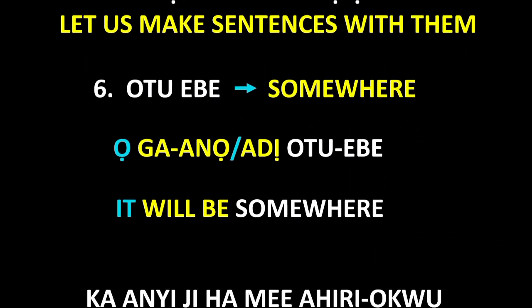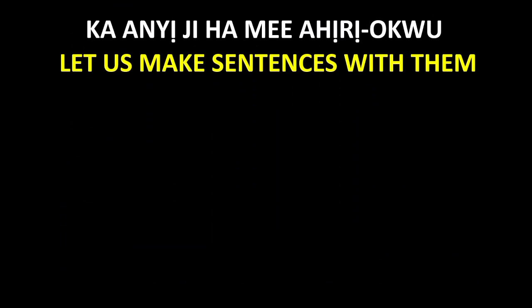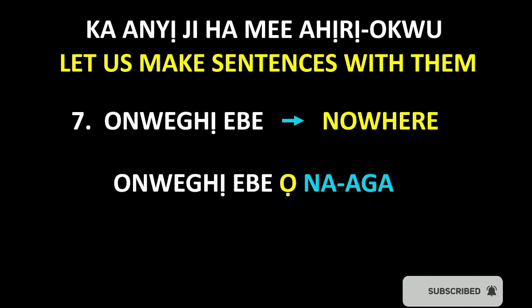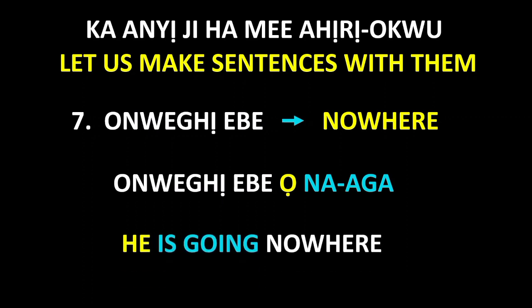And then we go to number 7. And what do we have in number 7? Onweghị ebe, nowhere. Let's have our sentence now. Onweghị ebe ọ na-aga, meaning what? He is going nowhere, or he goes nowhere.